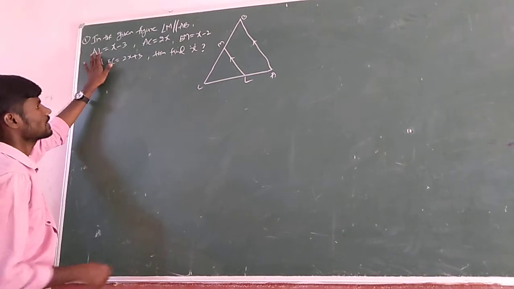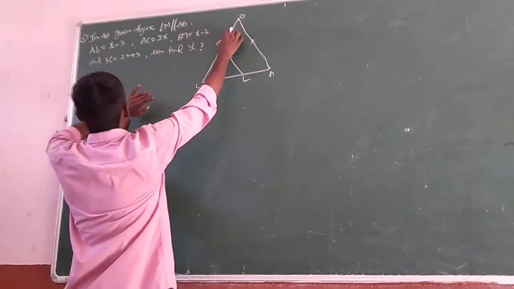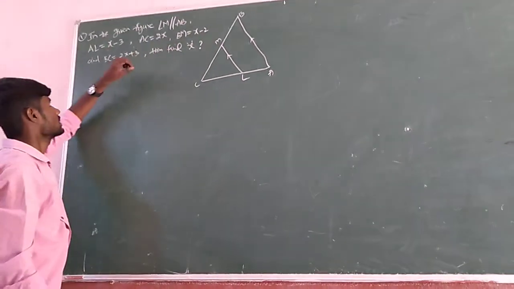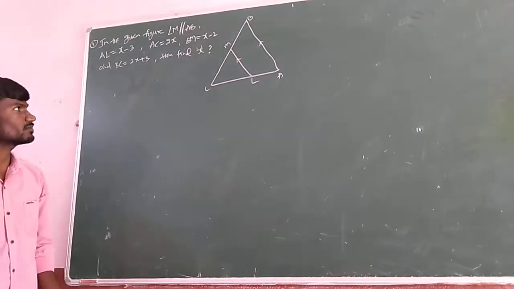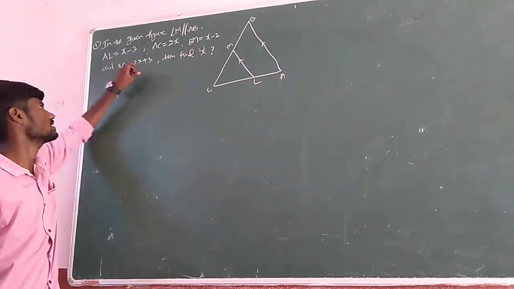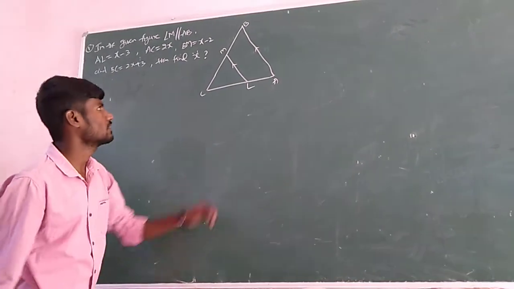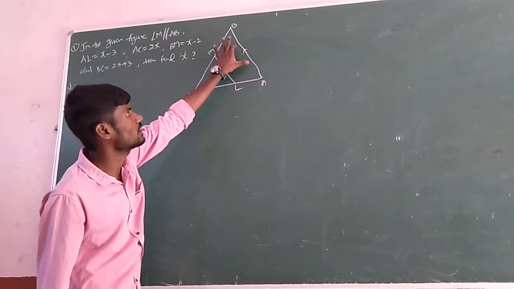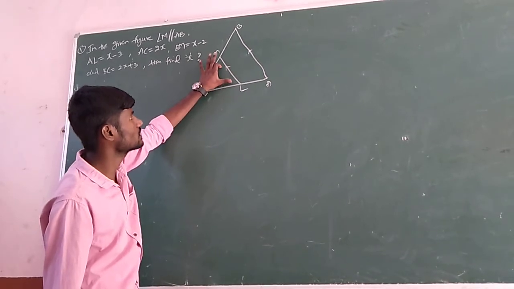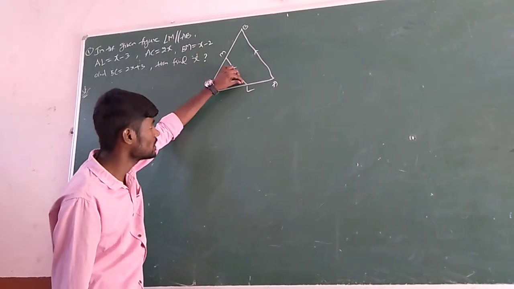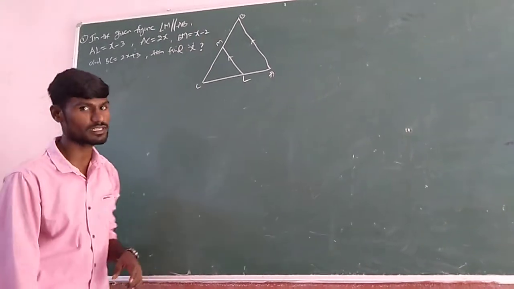Some values are given: AL, the entire side AC, BM and also BC. These sides are given in terms of the variable x. Then what is x? This is the question. Or in some cases they will give all three numerals and ask for the fourth one. So we know that if in a triangle a line is drawn parallel to any one of the sides, and that line divides the other two sides at distinct points, then those two sides are divided in the same ratio, as per the DPT theorem.